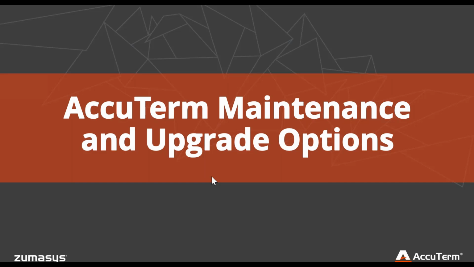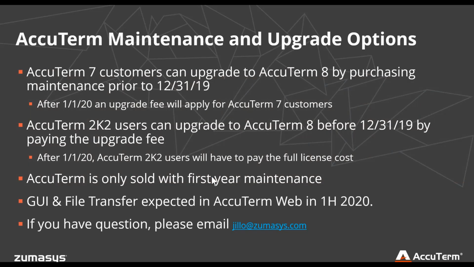As far as maintenance and upgrade options, AccuTerm 7 customers can upgrade to 8 simply by buying maintenance. And not most of you, a good percentage of you on this call have done so. If you do that before or after January 1st, a small upgrade fee will apply. So try and get your maintenance in before the end of the year. If you're on an older release like 2K2, you can upgrade for the modest fee before December 31st. After that, it'll be a new purchase.